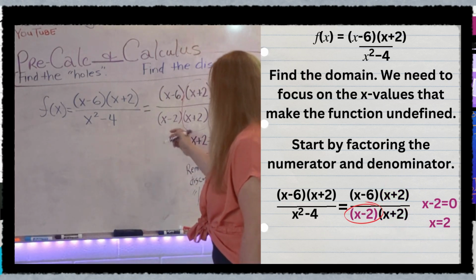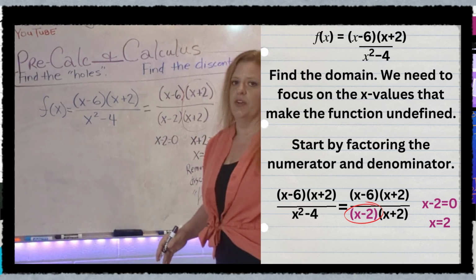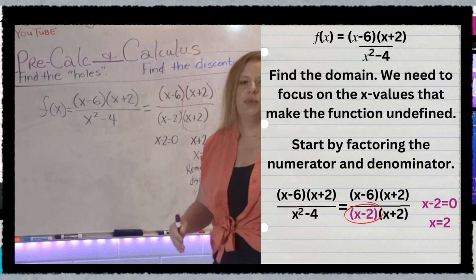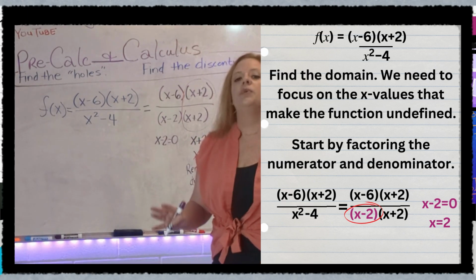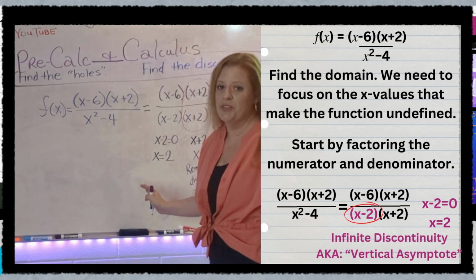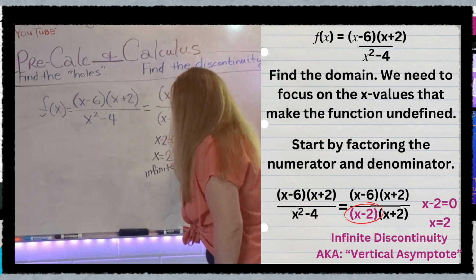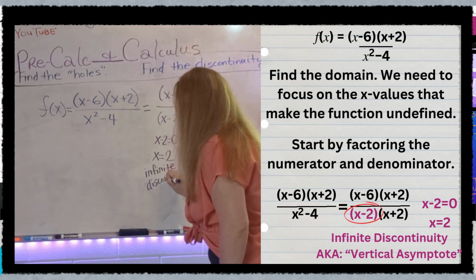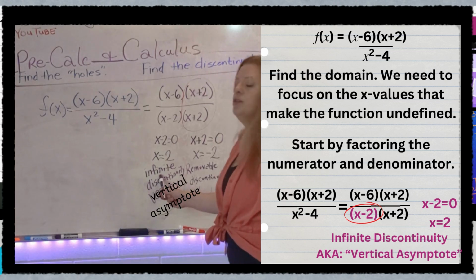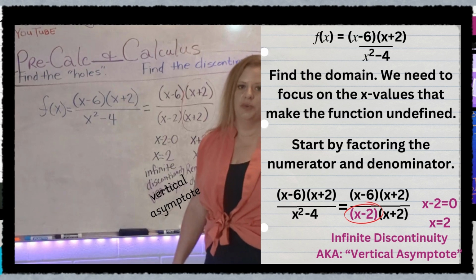Okay? Over here we have x minus 2 equals 0. Now we don't have that top and bottom, we just have it on the bottom. There's going to be something happening in our graph there because it's going to be an undefined function there. That means that x equals 2. We have an infinite discontinuity. So: hole, infinite discontinuity, and removable discontinuity.